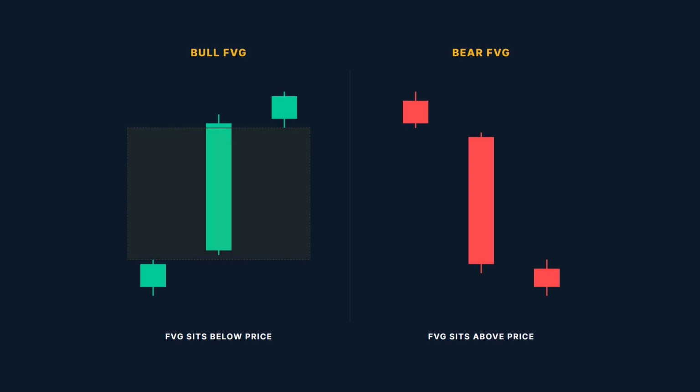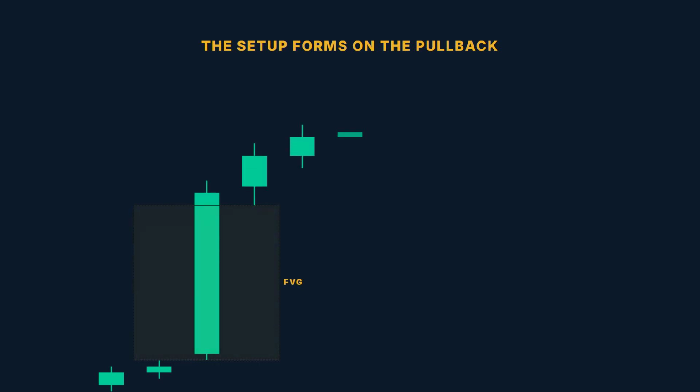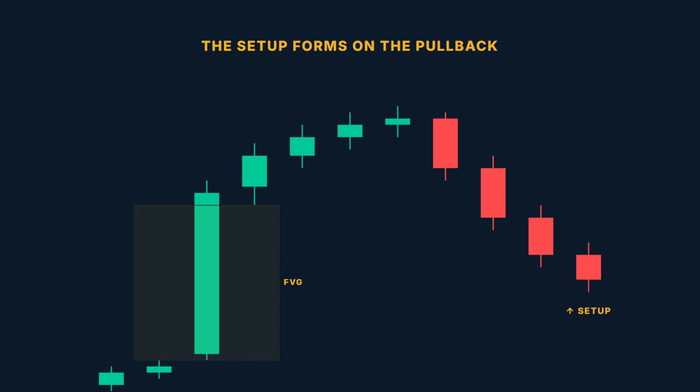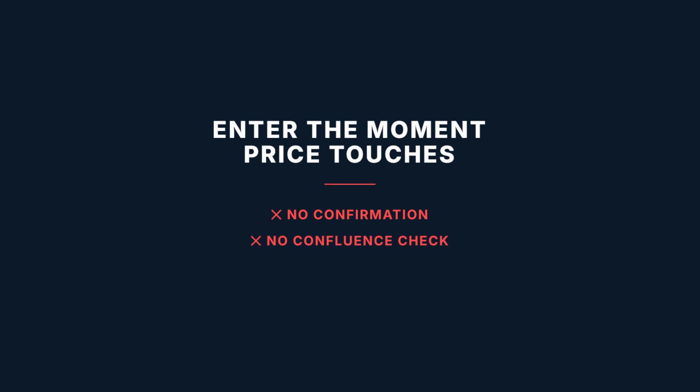The fair value gap sits between the lower wick of the first candle and the upper wick of the third. If the move was bullish, the FVG sits below current price. If it was bearish, it sits above. In both cases, price will likely return to that zone at some point before continuing in the direction of the original move. What you will see after is this. Price makes an impulsive move, creates the FVG across those 3 candles, continues up or down, and at some point pulls back to test that zone. That pullback is where the setup forms.